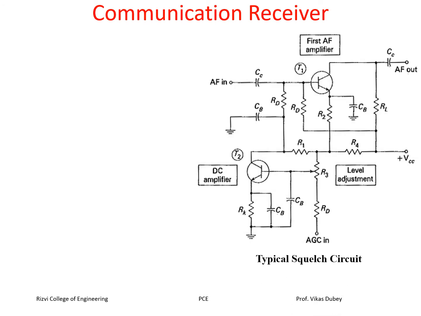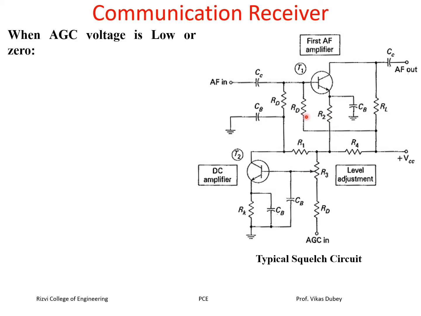So this is the squelch circuit. We can see here the first AF amplifier, an audio frequency amplifier, which amplifies the output. Then the second stage is a DC amplifier, which amplifies the DC signal. These two operate in a complementary way: when one is operating, the other is not, and when this one is operating, T1 will not operate. The adjustment with R3 will set the level. How? We'll see the function.